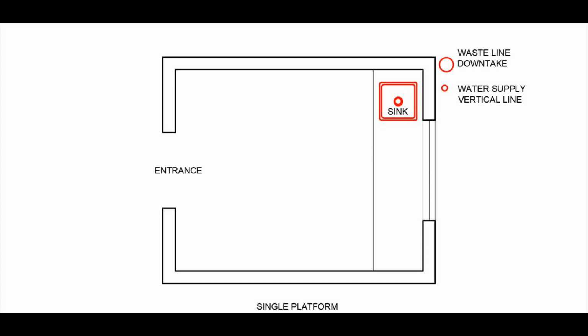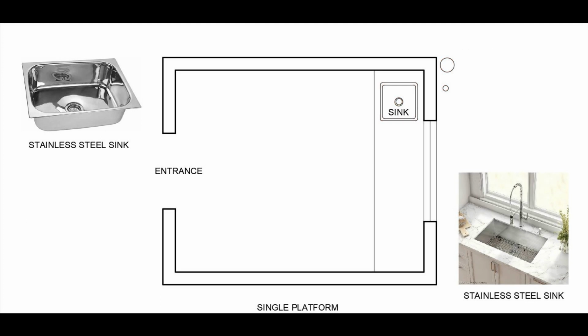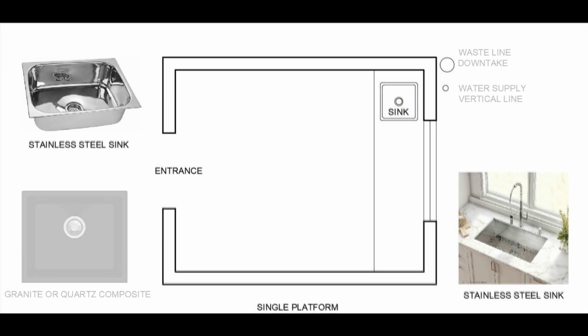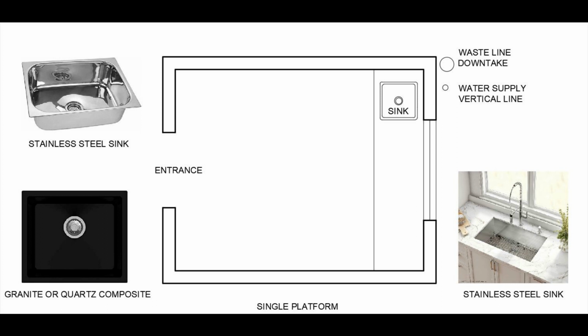So let us assume in our case, we have to place the sink on the left side, since the drainage lines and the water supply line is on the left. Kitchen sinks can be either in stainless steel or quartz composite, or sometimes even in ceramic. Since at this stage we are talking about a single platform, we'll take a small sink of 18 inches by 18 inches, including the border at the rim.